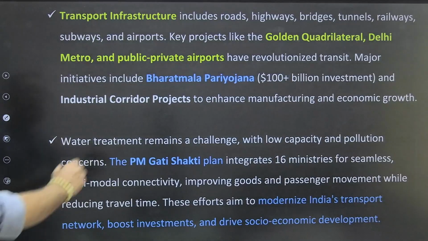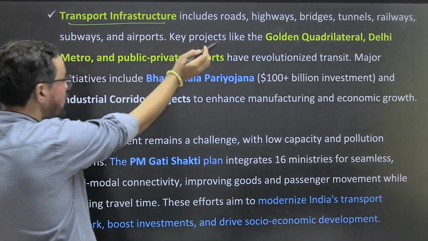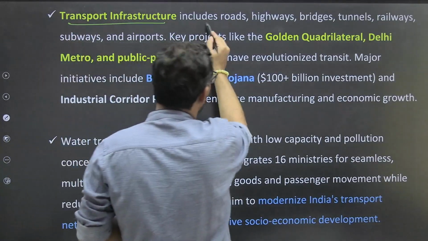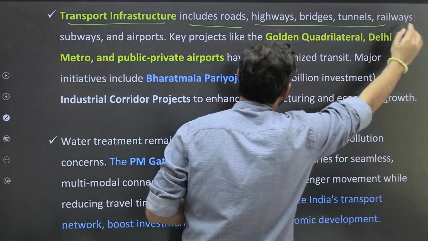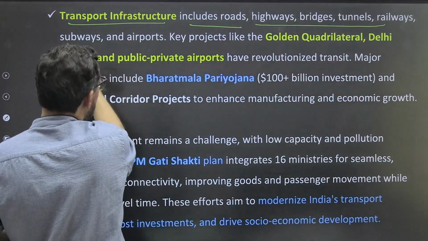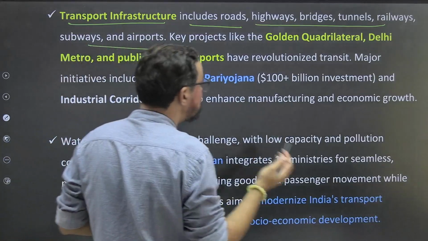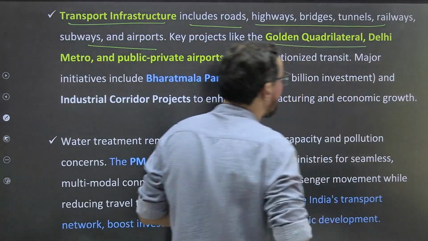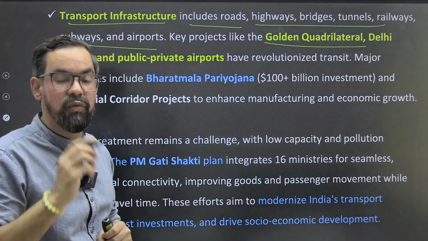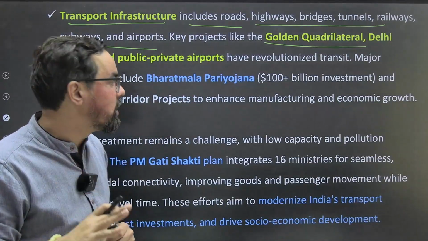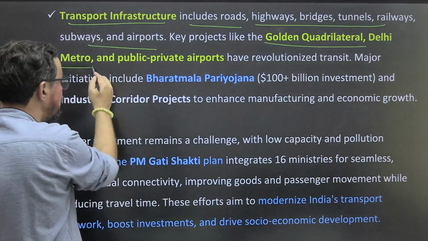Okay. Transport infrastructure, which is categorized under hard infrastructure. So it includes roads, highways, bridges, tunnels, then we have railways, subways, airports. Okay. So, key projects or initiatives by the government. Golden Quadrilateral, which connects the 4 major cities of India: Delhi, Mumbai, Kolkata, and Chennai. Delhi Metro is another example.